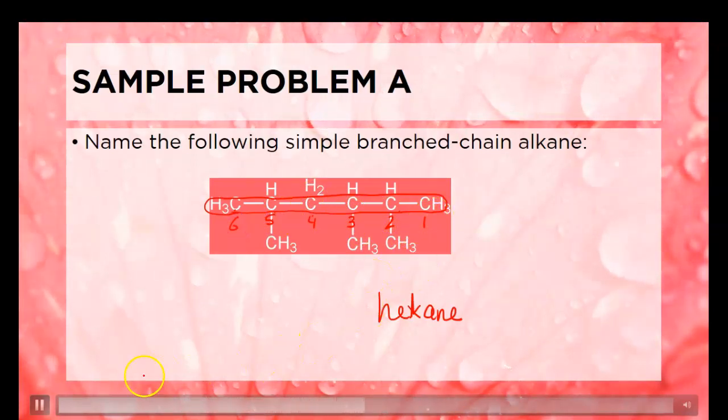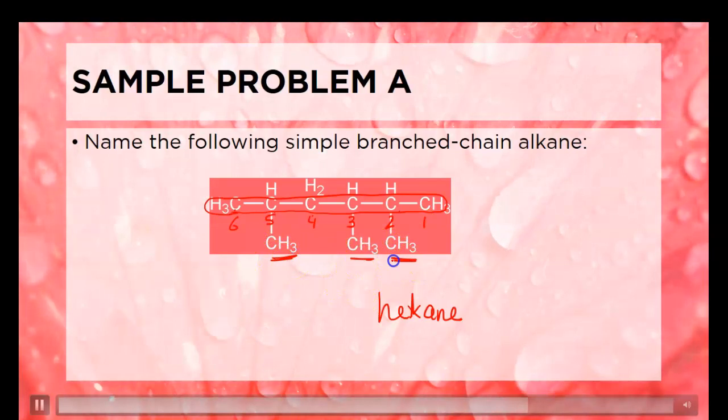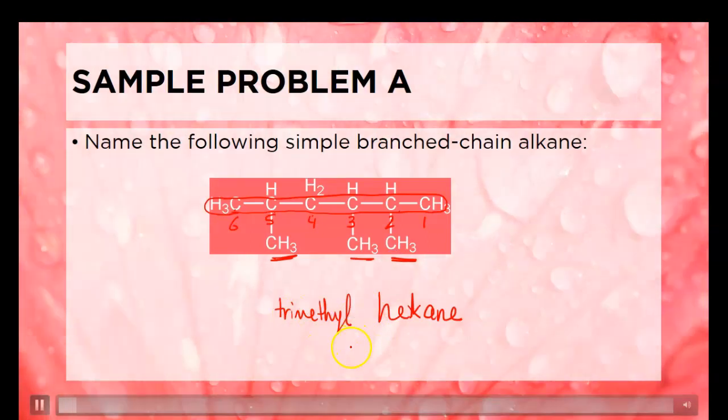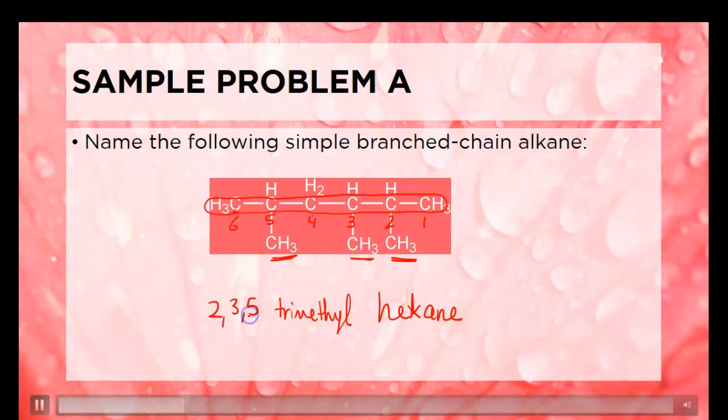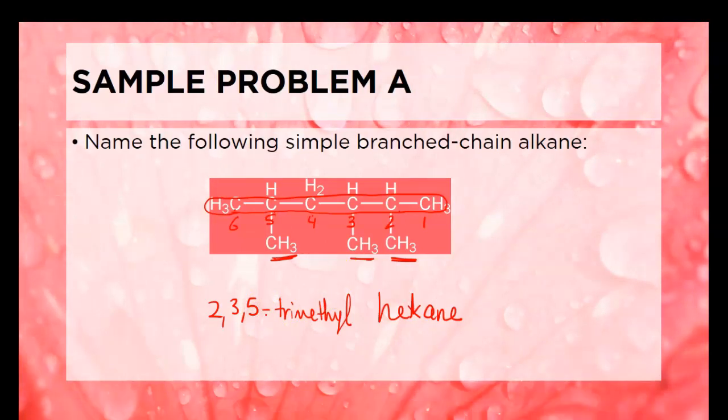I should be drawing that in a better color. But I see these are all methyl groups, all just plain old CH3s. So again, it's going to be trimethylhexane. And 2,3,5 is going to be my number. So it's 2,3,5 trimethylhexane. That's how you would name that one.